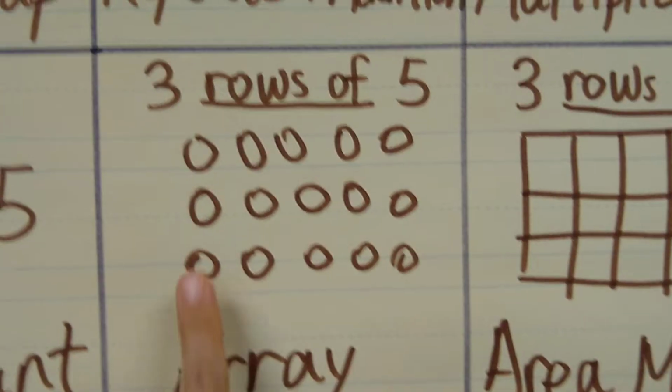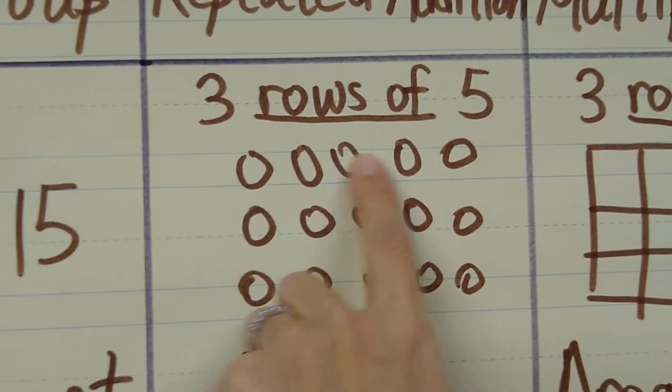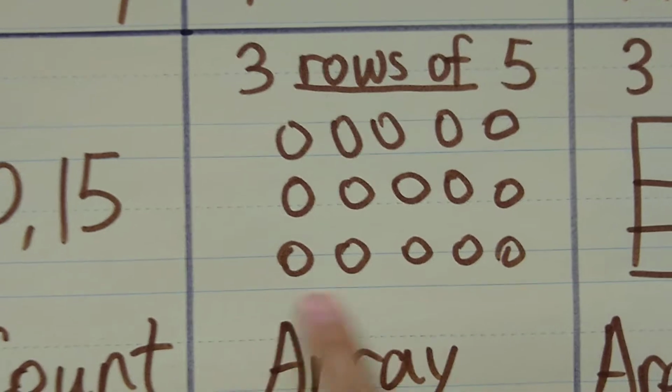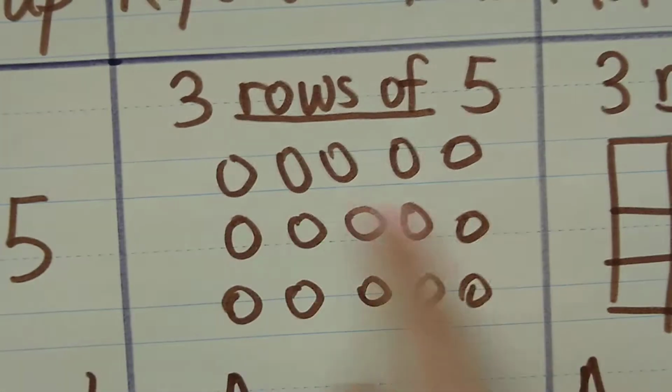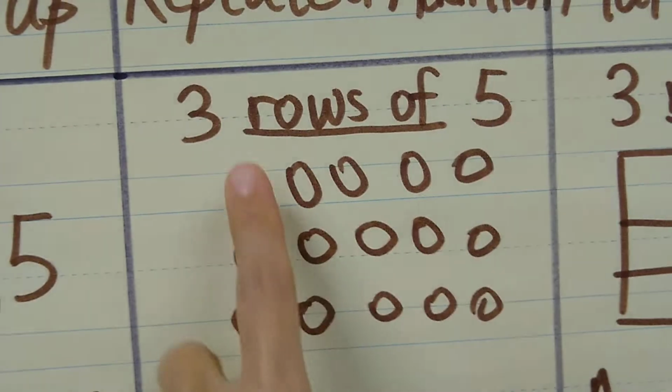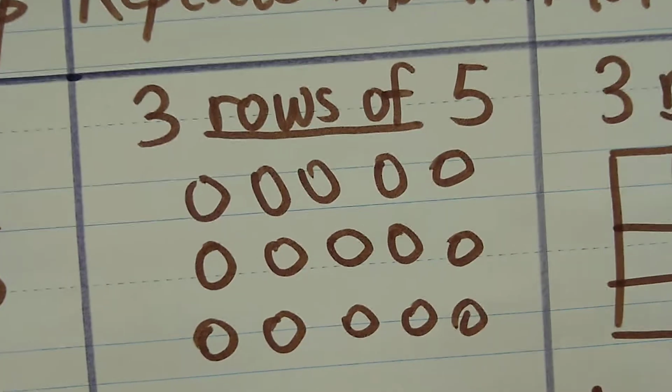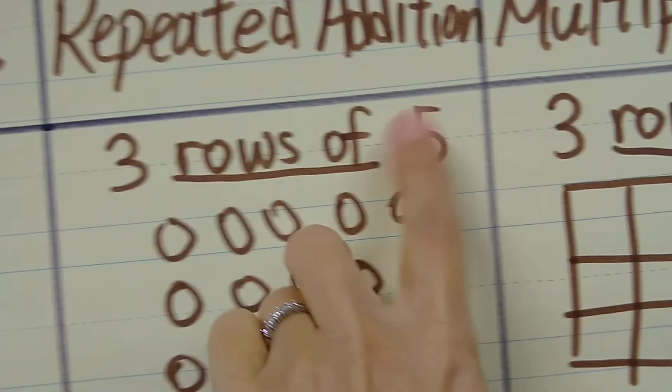Array means you arrange your objects in rows and columns. So we always go with rows first. 1, 2, 3. You have 3 rows. 1, 2, 3, 4, 5. 5 in each row. So 3 rows of 5.